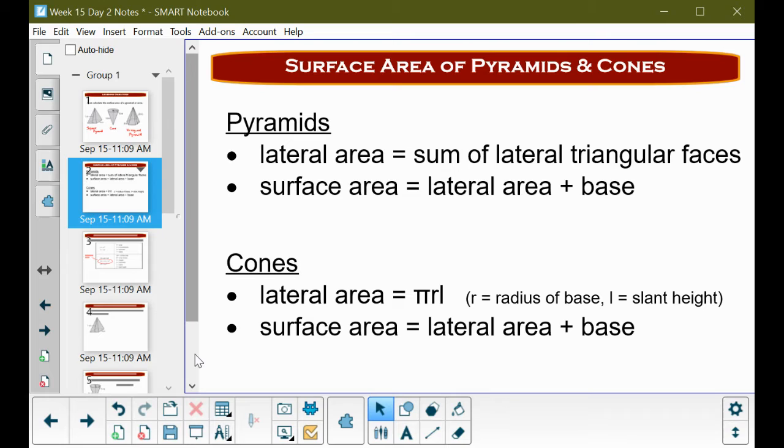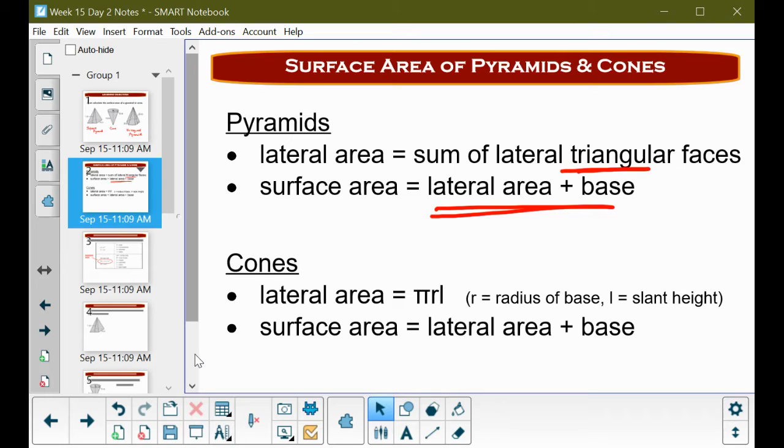Pyramids. There are two different types of areas we can find. We can find the lateral area, which is the sum of all of our faces that don't include the base. And we talked about this with prisms yesterday a little bit, but in pyramids, the lateral faces are always triangles. So if we're ever asked to find just the lateral area of a pyramid, we're just finding the area of those triangles. The surface area includes the entire lateral area and the base.